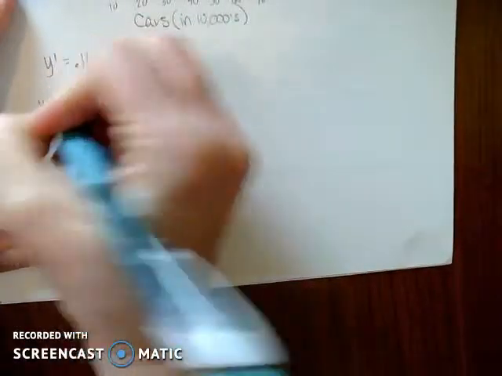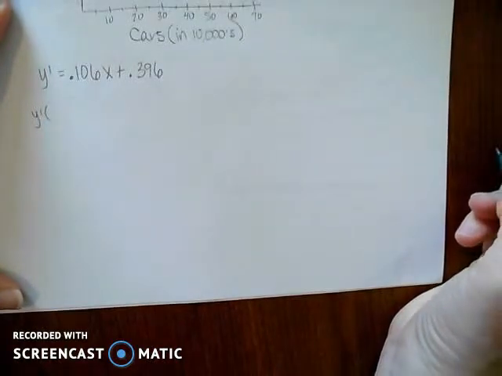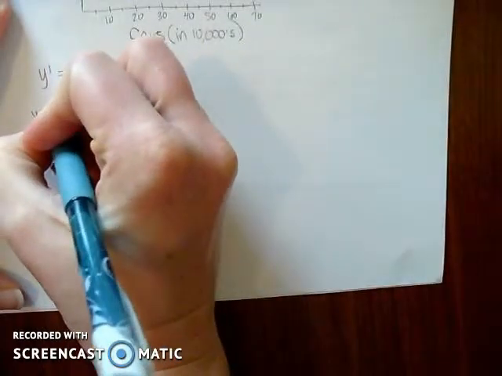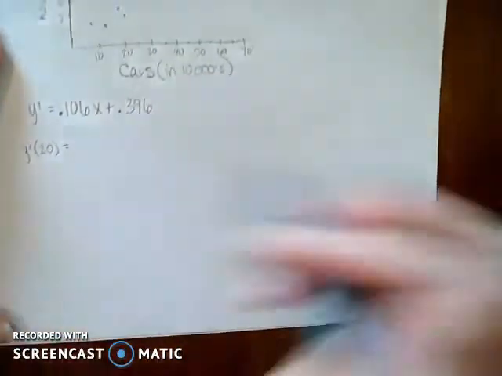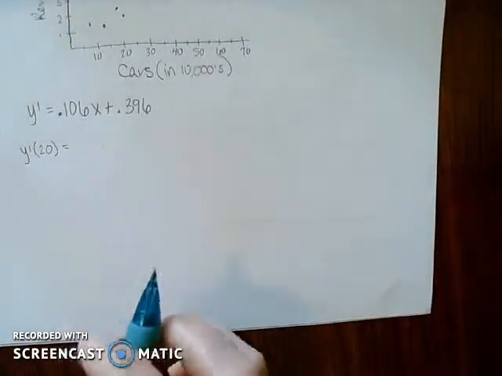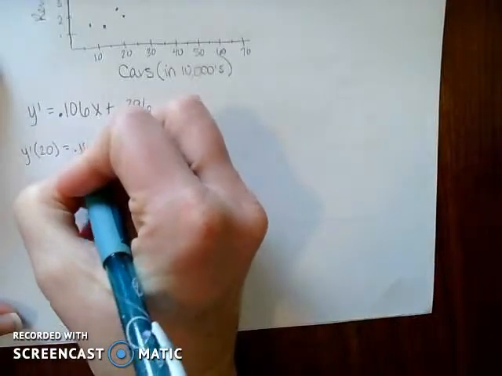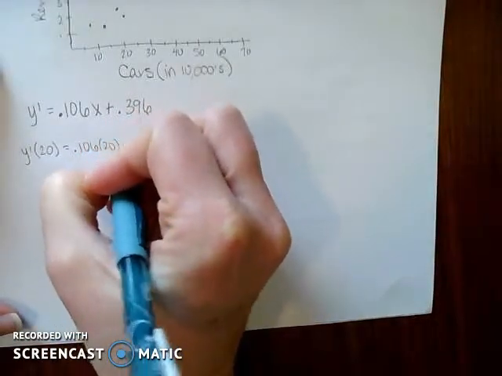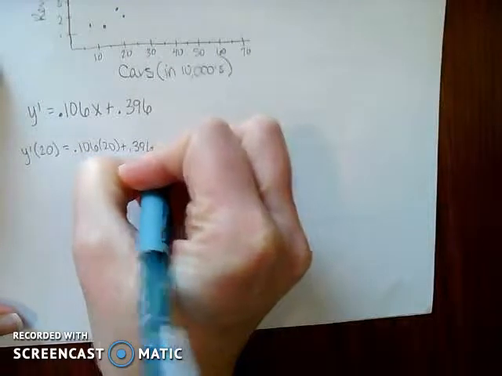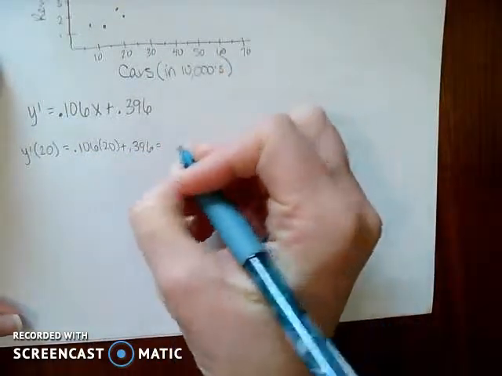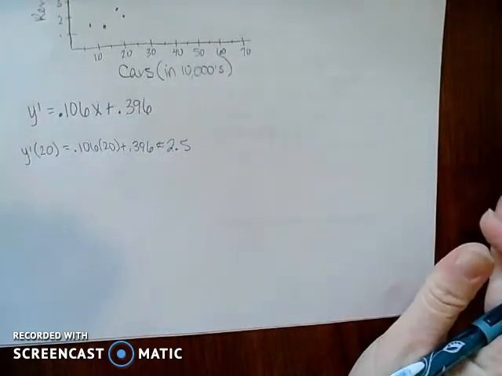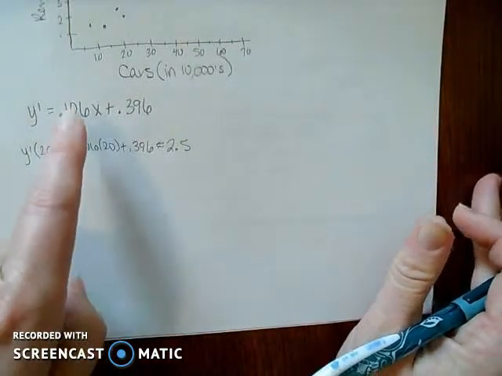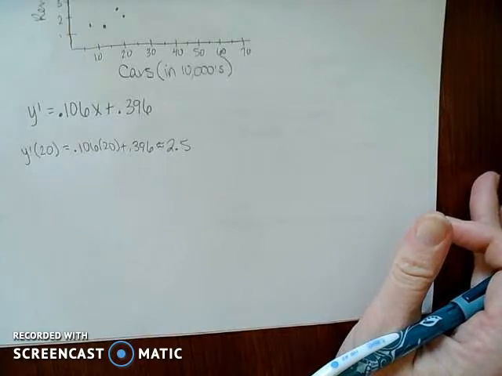So y prime of, we can't put in 200,000, that would be way too much, so we would put in 20, because that's 20 10,000s. Okay, so again, you have to keep track of what the labels are. So 0.106 times 20 plus 0.396 gives us about 2.5. So here's where you don't have to round to 3 places. The only things that have to be rounded to 3 places are your A, your B, and your R value.